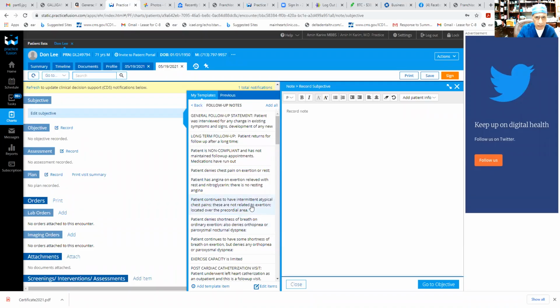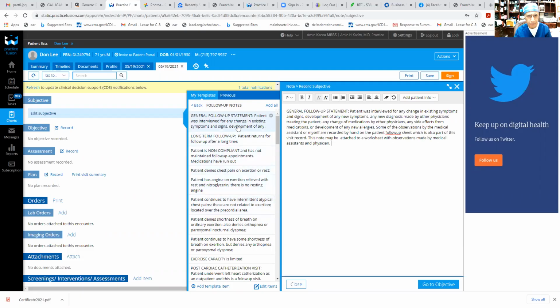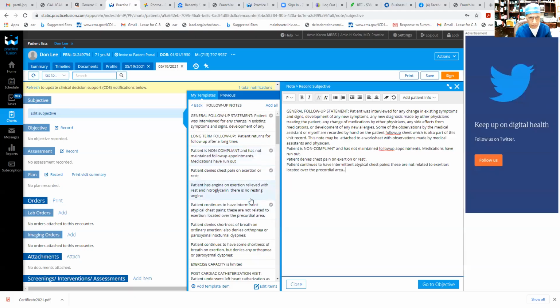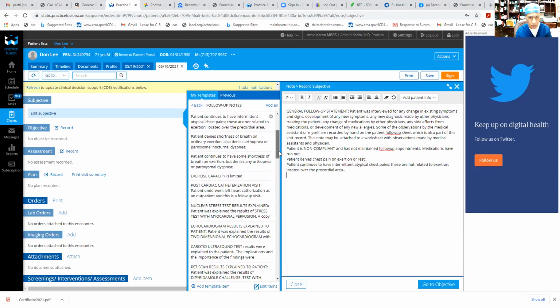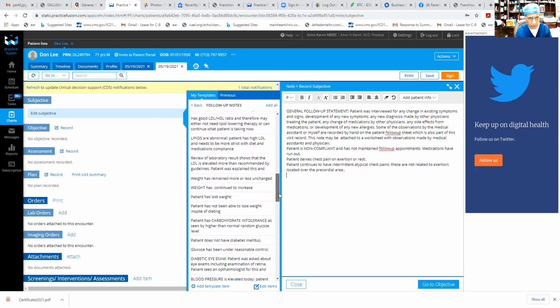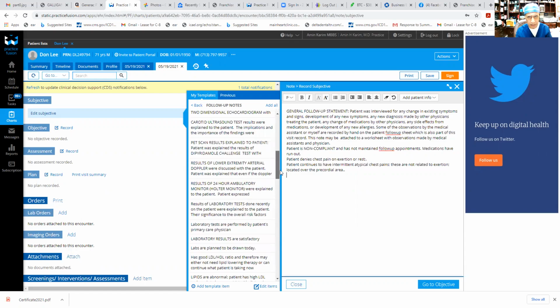Remember, I told you there's a cheat sheet of that with the medical assistant, or you will go over in the patient room and click off boxes. Well, you pick up that note, and now you're going to just follow that note, and everything is there. General follow-up statement. Next line will be patient is non-compliant, for example. He denies any chest pain. He continues to have intermittent atypical chest pain. Whatever you wrote down there is here now.